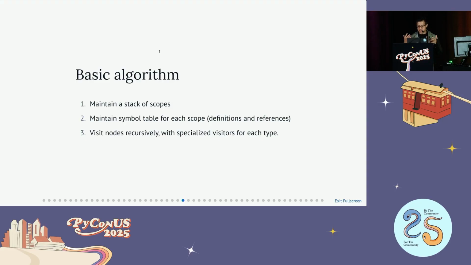Anyway, it's implemented in Python, and it's not too complicated. Basically, we maintain a stack of scopes. We maintain a symbol table for each scope, and then we visit the nodes recursively with specialized visitors for each type.